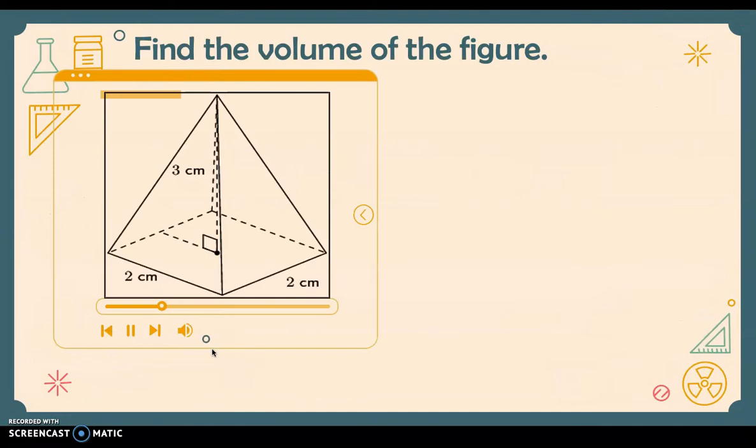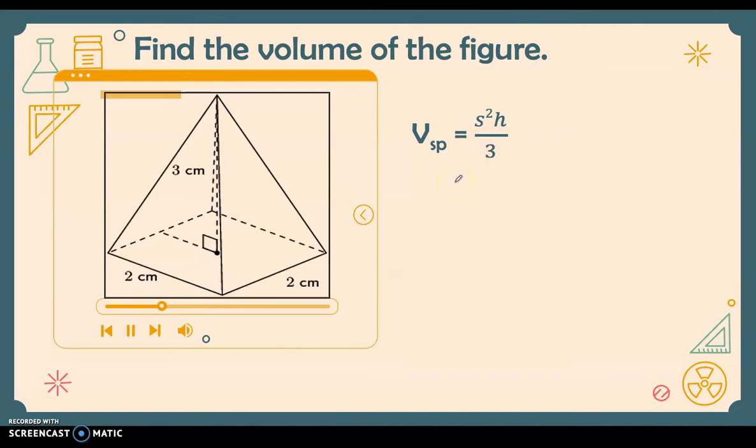First, we have to find the volume of the figure. This figure is a square pyramid. Using the formula for the square pyramid, we have V is equal to S squared times height divided by 3. So for the volume, we multiply the area of the base times the height. And since it's a pyramid, we divide it by 3.